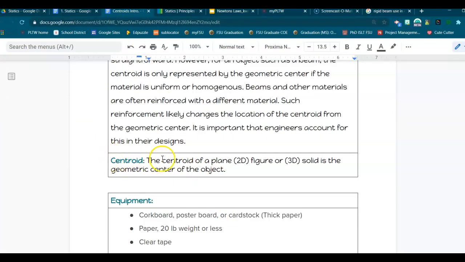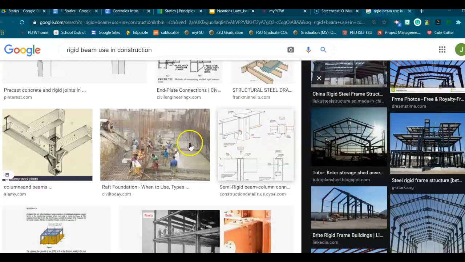You'll need to know this definition: the centroid of a plane, 2D, two-dimensional figure, or a 3D solid figure is the geometric center of the object. You'll remember from IED class last year that a 2D sketch is just flat on paper, and a 3D solid is one that's been extruded.